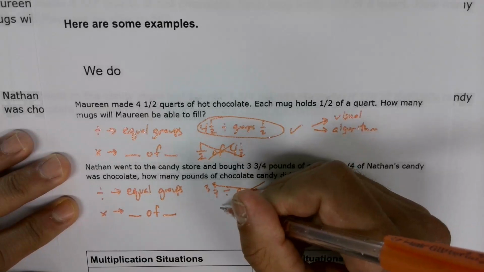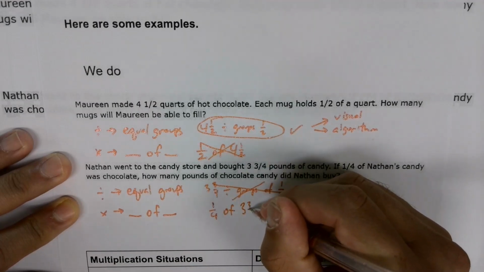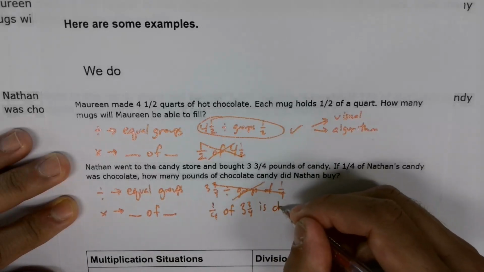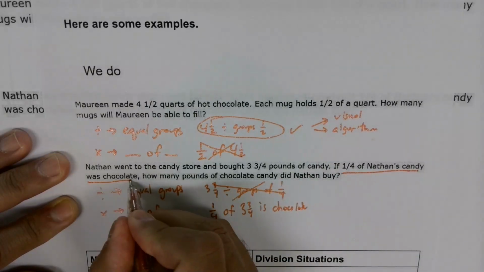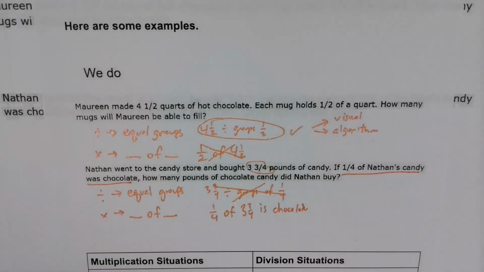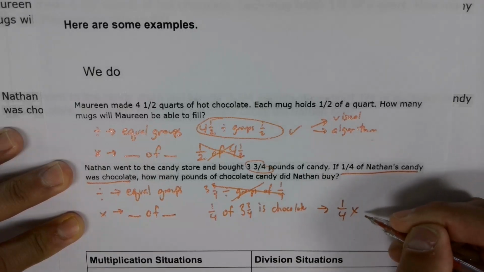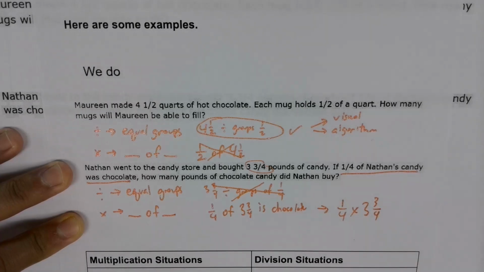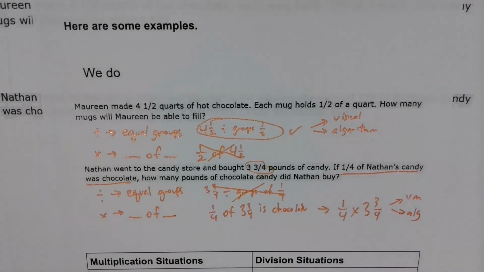Does this seem to reduce itself to 1/4 of the 3 3/4 is chocolate? Is that what it's saying? I think it is. 1/4 of the candy was chocolate. 1/4 of the 3 3/4 pounds is chocolate. That does in fact sound like what the question's giving us. That'd be a tough one to do, so I do think we're going to end up doing 1/4 times 3 3/4. Not an easy question to solve with a visual model or with the algorithm, so you'd have to make that choice, but either one's an option there. This is, again, a blank of blank, and that's what we want.